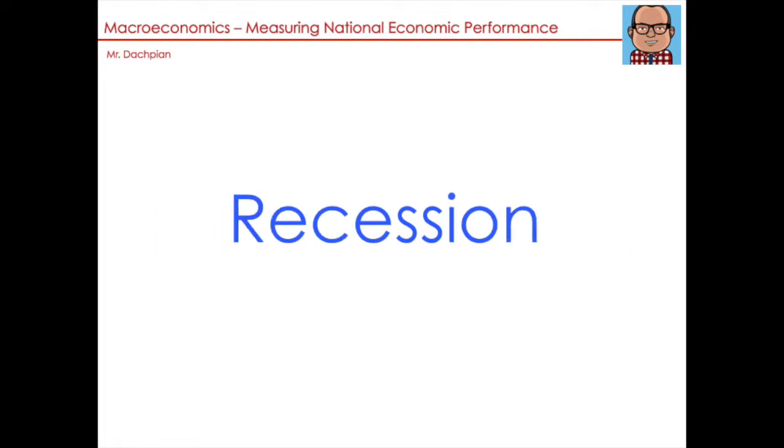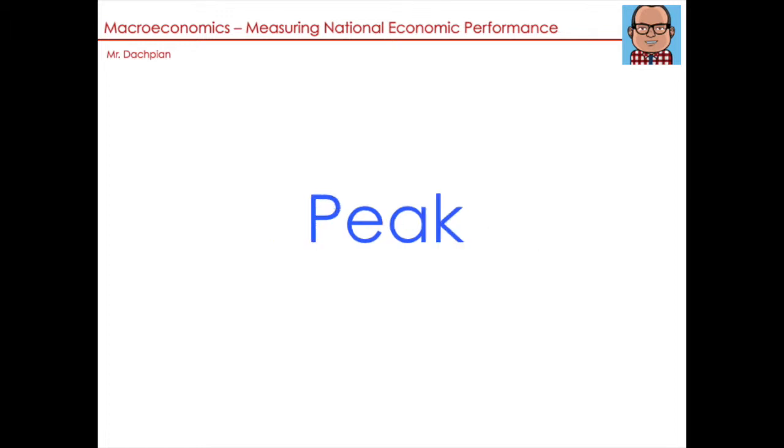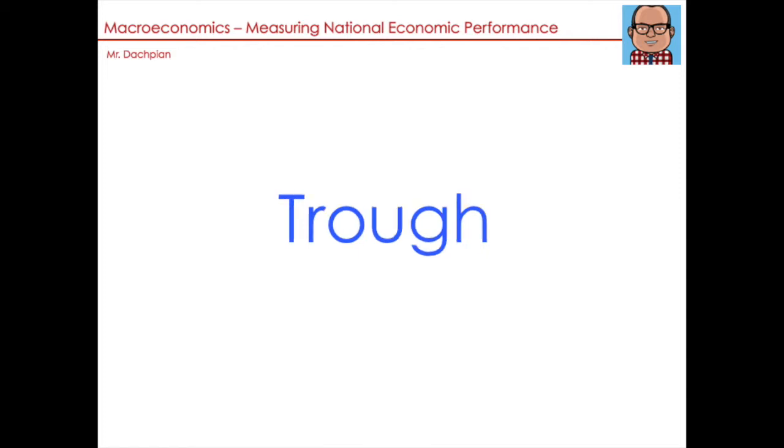A recession is a decline in real GDP that lasts for at least 6 months. A peak is the highest point in real GDP before a recession. A trough is the lowest point in real GDP at the end of a recession.